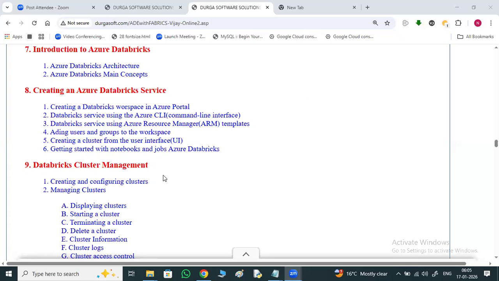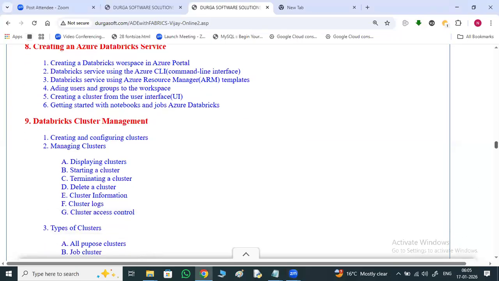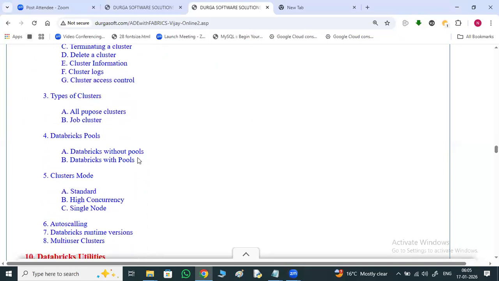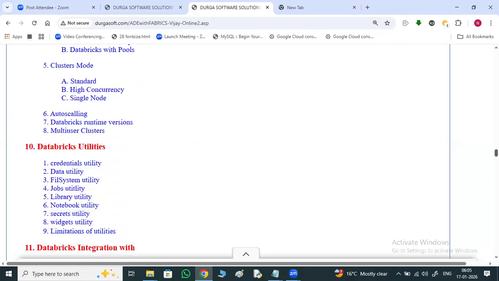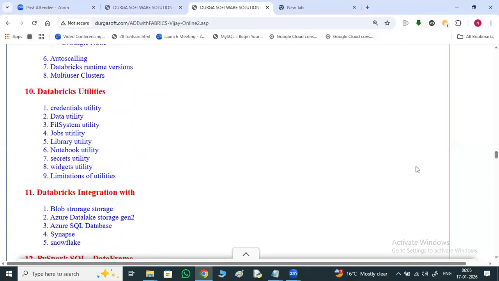Databricks cluster management: terminating and deleting a cluster, cluster information, cluster access control. Types of cluster: all-purpose cluster, job cluster, Databricks pools, with and without pools, cluster modes standard, high concurrency, single node, auto scaling. Databricks utilities: credential, data, file system, job, library, notebook utilities, secrets, widgets, and limitations of utilities.